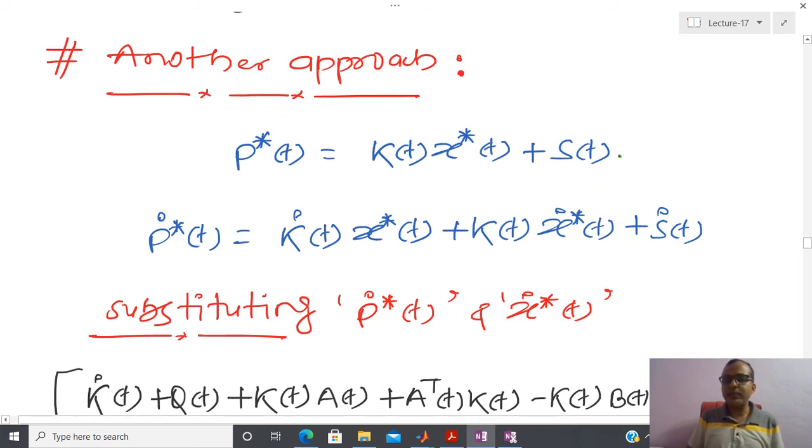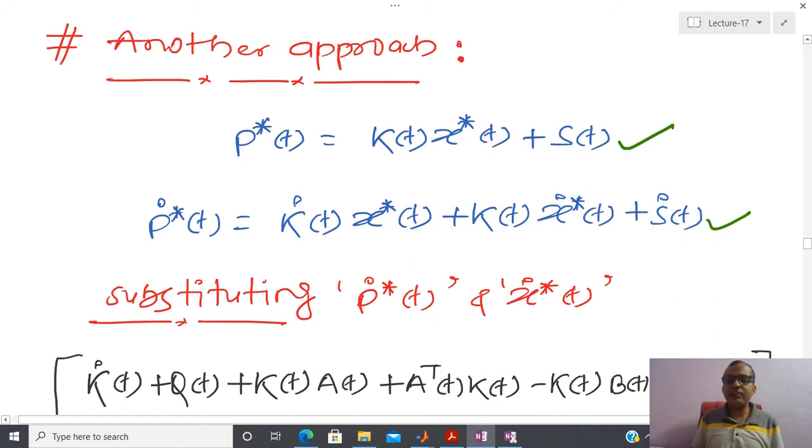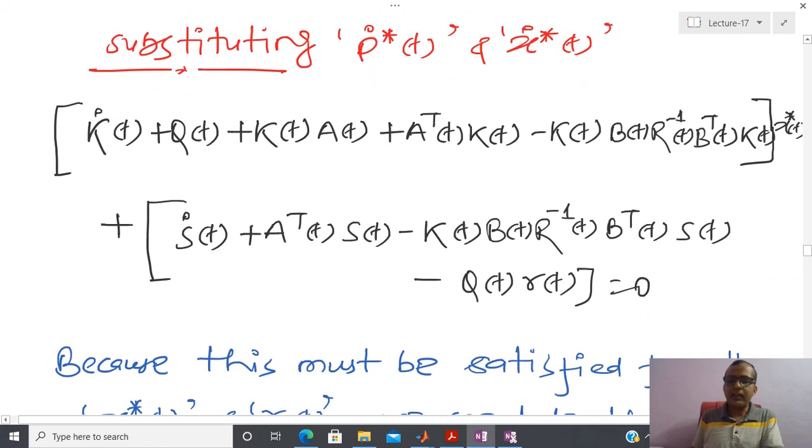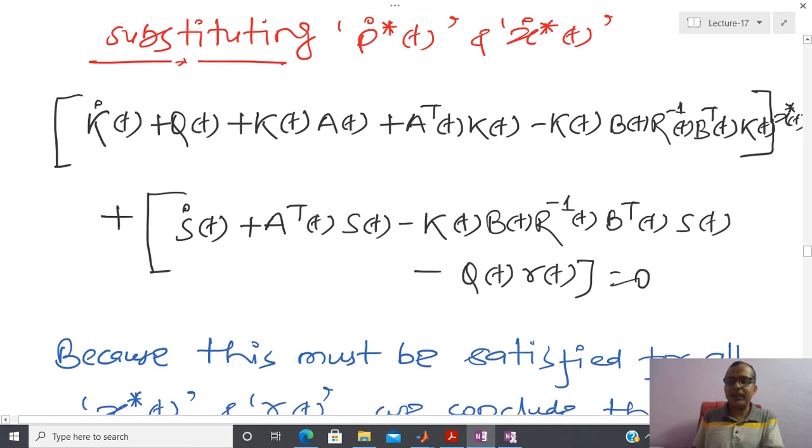What I am going to do, again I am going to start with this expression K(t) into x star(t). I am going to take the derivative, and once you take the derivative, then I have this kind of term, and after that I am going to substitute p star(t) and x star(t). So in this particular method there is no need to worry about the state transition matrix. Now what I have to make sure is that for all x, this particular matrix differential equation should be satisfied.